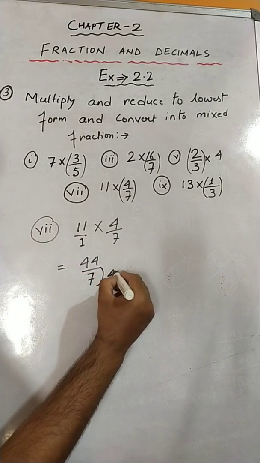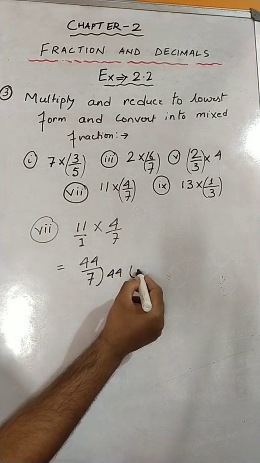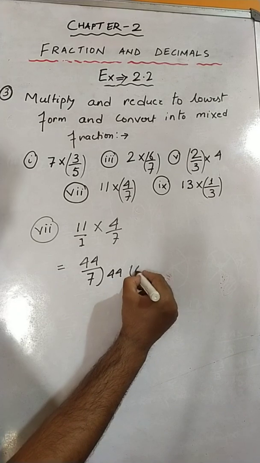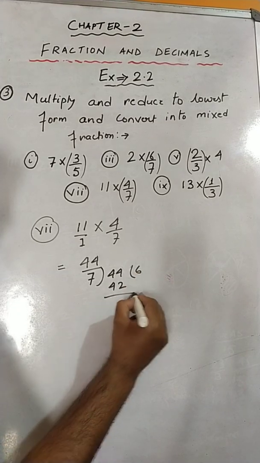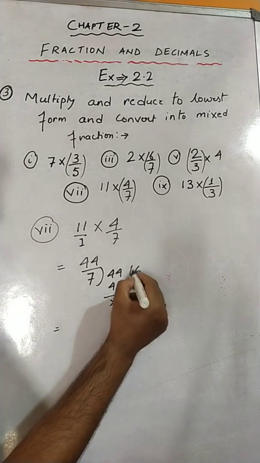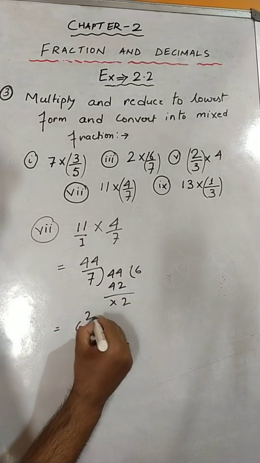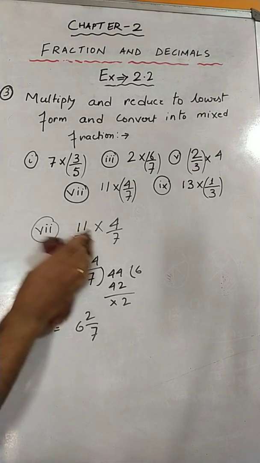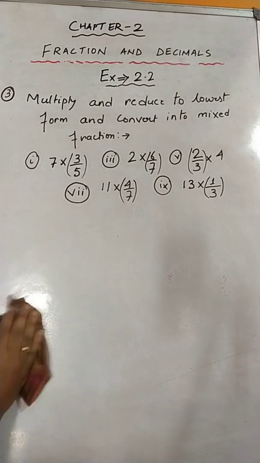Now let's divide it. So 7 5s are 35, 7 6s are 42, 7 7s are 49. So 7 6s are 42. So the remainder is 2. So your final answer would be what? Quotient, remainder and divisor. So 6 2 by 7 is the required answer of question number 7. Now let's do the last sum of this session, that is sum number 9.